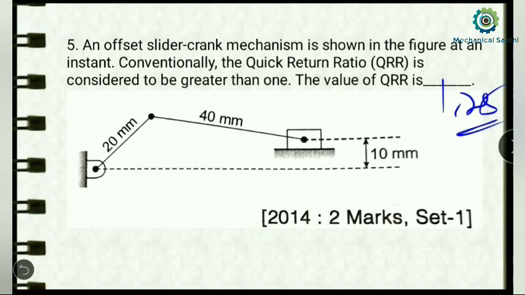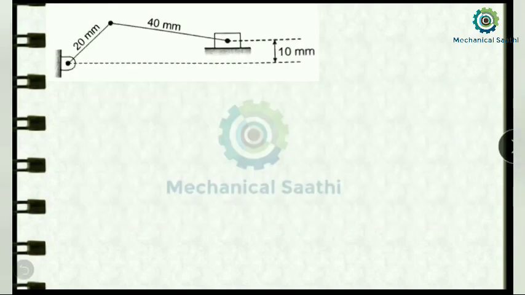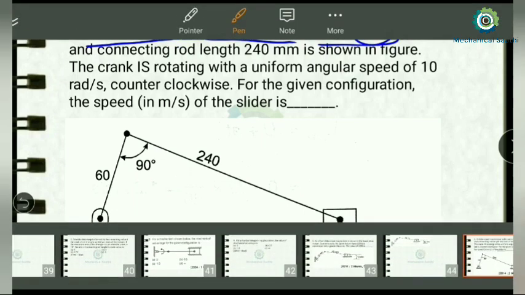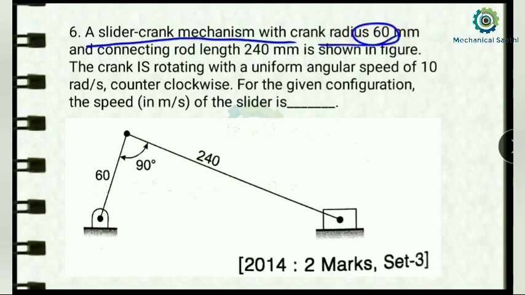Now let us move towards the next question, question number 6. Let us read it. A slider crank mechanism with crank radius given as 60 mm, and the connecting rod given as 240 mm, is shown in the figure. The crank is rotating with a uniform angular speed, given as 10 radian per second in the counterclockwise direction. So the angular speed is given in this direction, 10 radian per second, counterclockwise.